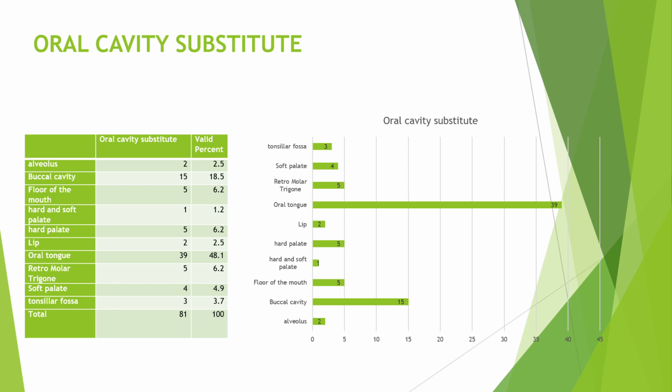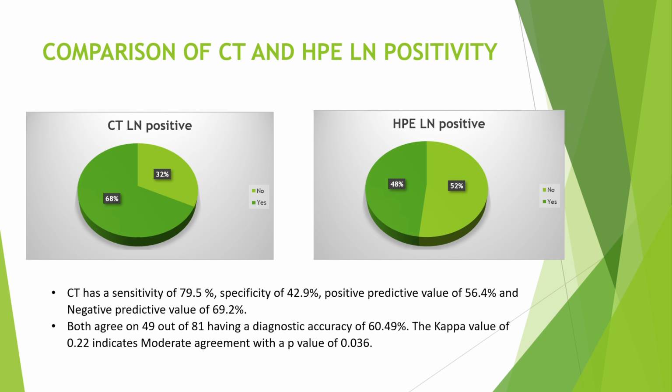This is the oral cavity subsite analysis. The comparison of CT and HPE positivity: CT has a sensitivity of 79.5%, specificity of 42.9%, positive predictive value of 56.4%, and negative predictive value of 69.2%. Both agree on 14 out of 81 cases, with diagnostic accuracy of 60.49%. The kappa value of 0.0 indicates moderate agreement with a P value of 0.036.